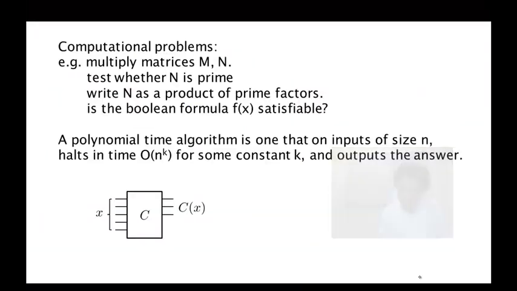Okay, so let's start by a brief introduction to classical complexity theory. So let's first talk about what a computational problem is. A computational problem is something where you're specified some input-output relationship, and you want to try to achieve this input-output relationship via a suitable algorithm. Okay, so here are examples.